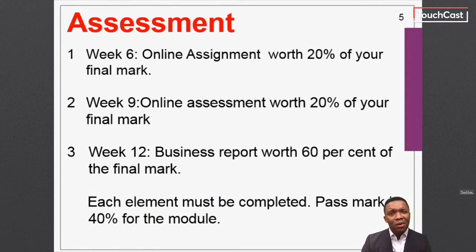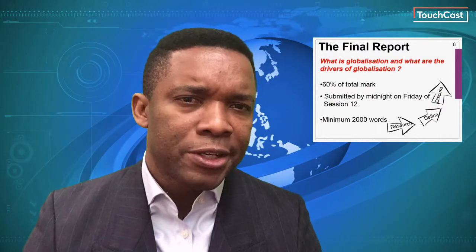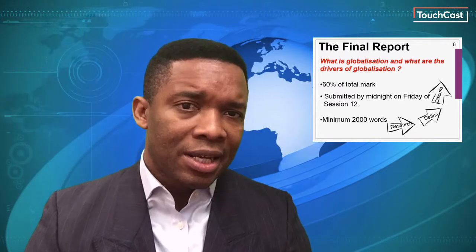With regards to the assessment, this includes 3 key elements. The first is an online multiple choice assignment, which is worth 20% of your final mark, and it's due in the 6th week. The second is an online multiple choice assessment worth 20% of your final mark, while the final assessment is a business report worth 60% of the final mark, and this is due in week 12. This report is a 2,000-word report focused on globalization and what the drivers of globalization are. Each element must be completed, and the pass mark for the module is 40%.